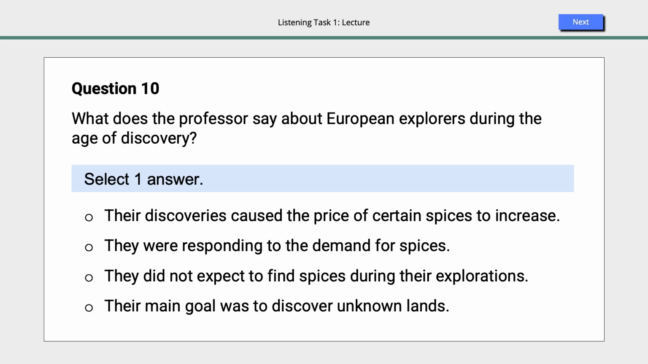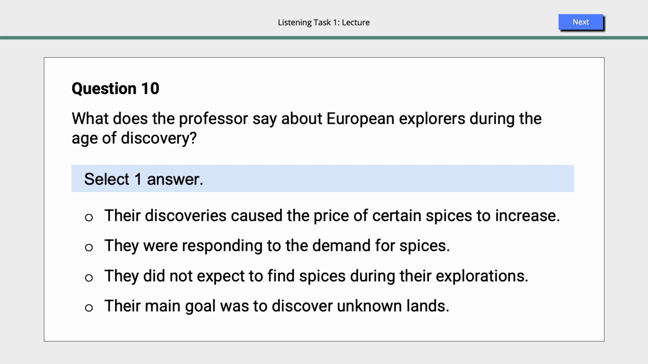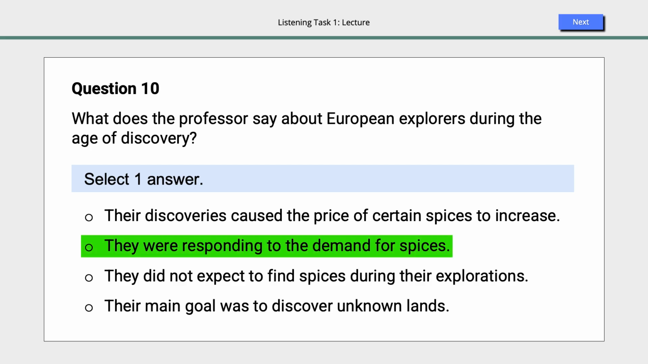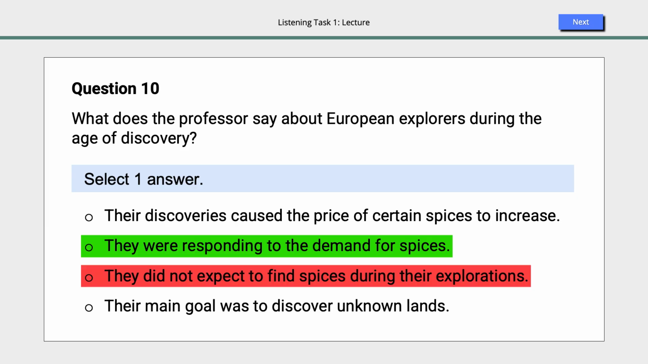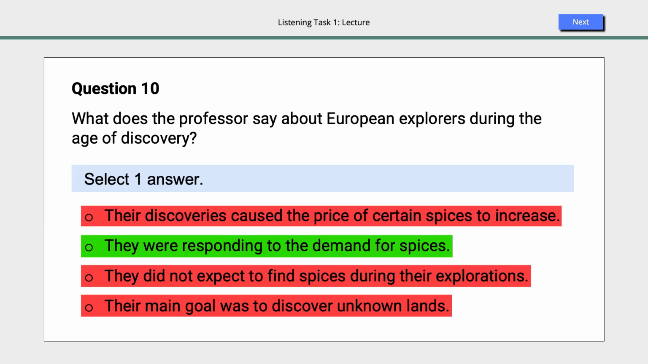Next is question 10. This is a detail question. It asks, what does the professor say about European explorers during the Age of Discovery? Let's check what the professor says. She says, when famous explorers like Columbus and da Gama and Magellan left Europe in their ships, they weren't looking for a new world. They were looking for spices. Which option does this fit with? That's right, it fits with the second option. They were responding to the demand for spices. This also rules out that they didn't expect to find spices or that they were looking for new land. And the first option isn't mentioned. So we know our answer is correct.